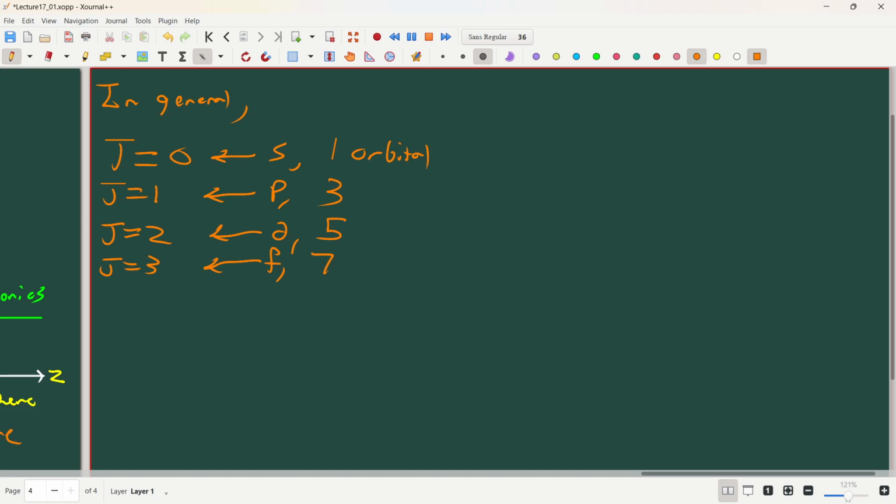But the way that the orbitals arrange in atoms is completely dependent on their angular momentum, the electron's angular momentum. Is that supposed to be D for 2? J equals 2? Yeah, D.